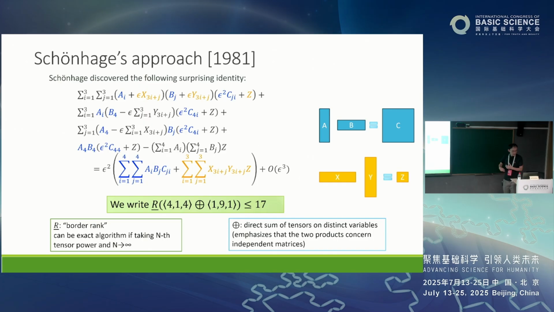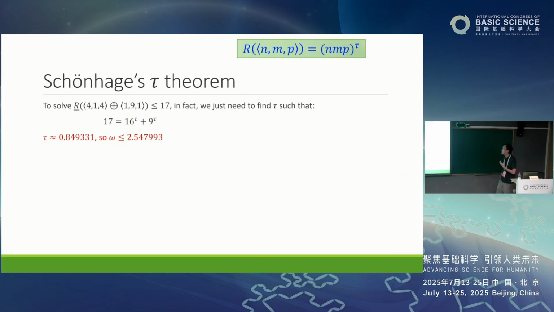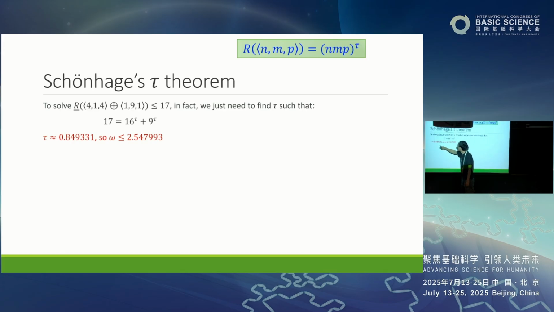So Schoenhage's tau theorem tells us how to find the bound for omega from that. We just need to find the tau such that 17 equals 16 to the tau plus 9 to the tau. And when we compute it, we have omega less than or equal to 2.5479. So it's greatly improved from the Strassen algorithm.